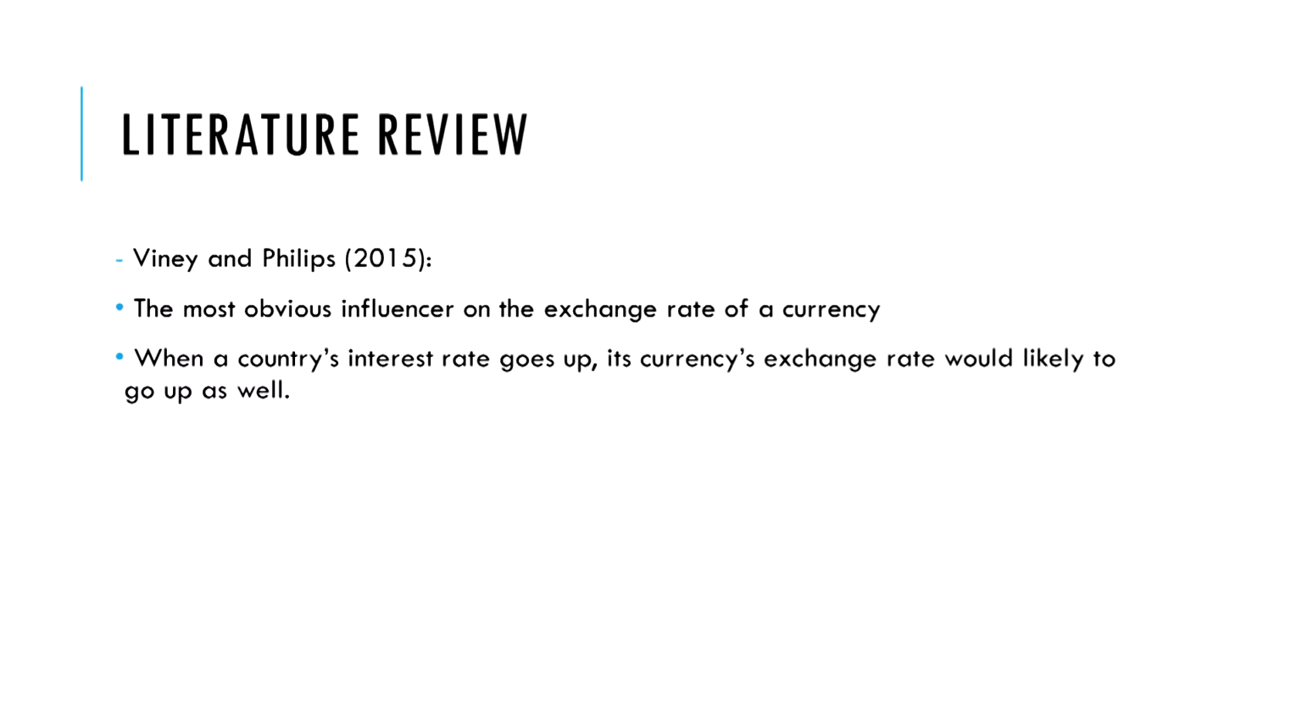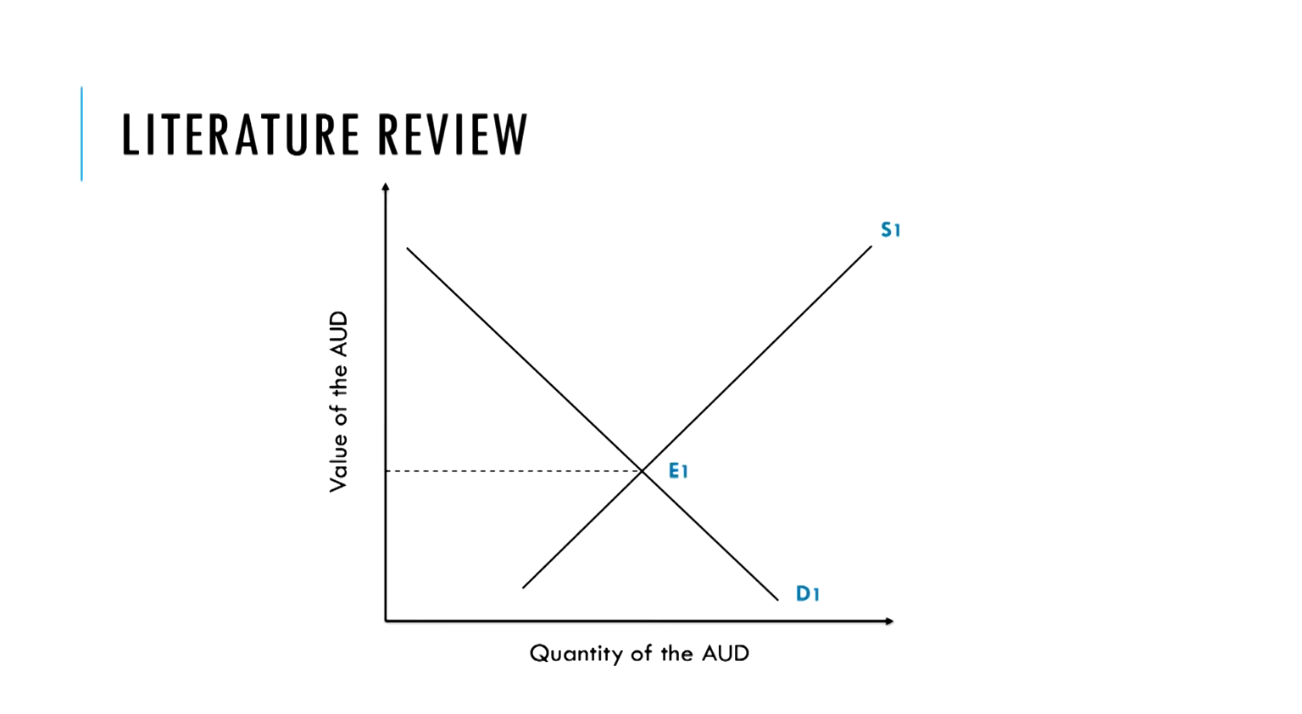According to Vinny and Phillips, 2015, the rate of interest is perhaps the most obvious influencer on the exchange rate of a currency. In detail, when a country's interest rate goes up, its currency exchange rate is likely to go up as well. Taking AUD and USD as an example, this can be explained in this way.